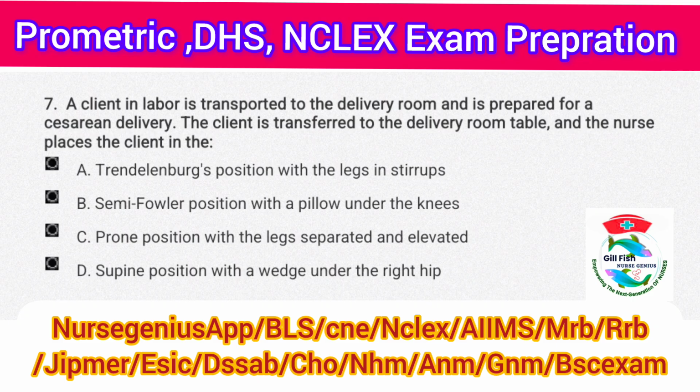Next question. A client in labor is transported to the delivery room and is prepared for a cesarean delivery. The client is transferred to the delivery room table and the nurse places the client in option A, Trendelenburg position with the legs in stirrups. Option B, semi-Fowler's position with a pillow under the knees. Option C, prone position with the legs separated and elevated. Option D, supine position with a wedge under the right hip.